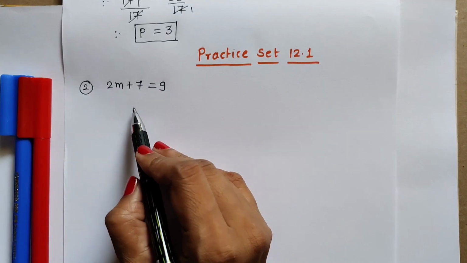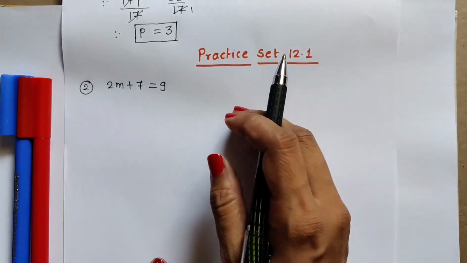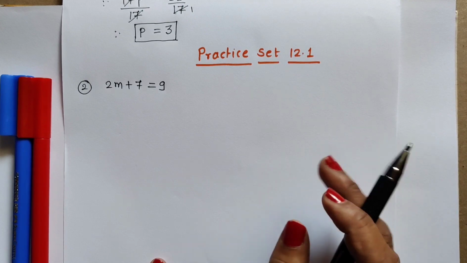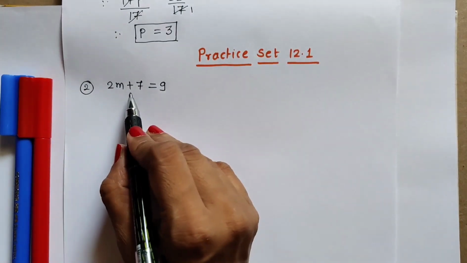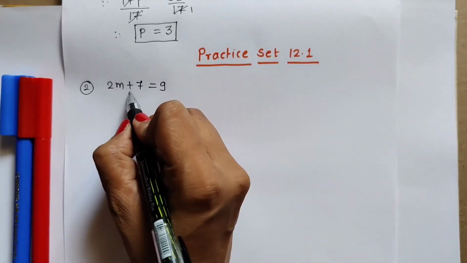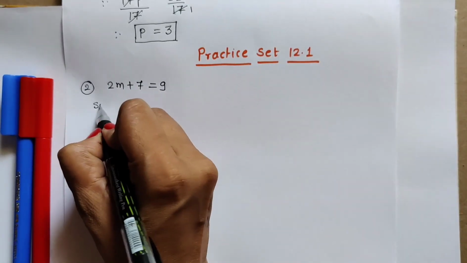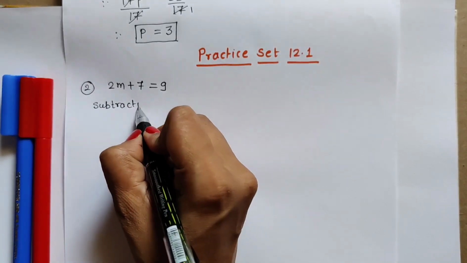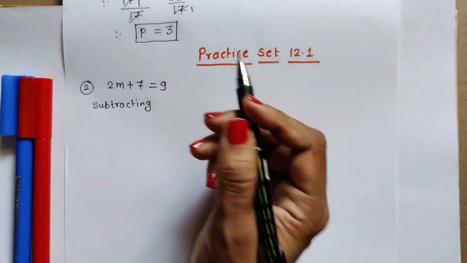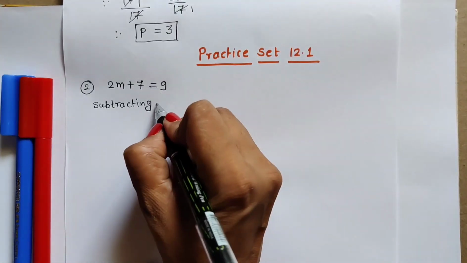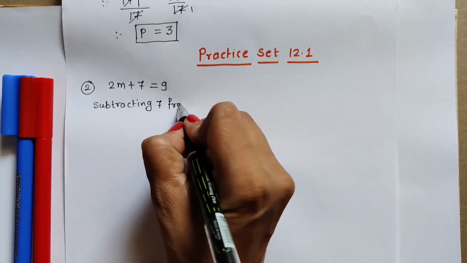Now we keep on transferring the numbers from the left hand side to the right hand side. While transferring, we have to perform the opposite operation on them. So first we will transfer this plus 7 from the left hand side. So what we will do? Here it is plus 7. We have to write subtracting 7 because 7 is added. So as it is added, we have to perform exactly the opposite operation. So subtracting 7 from both sides.